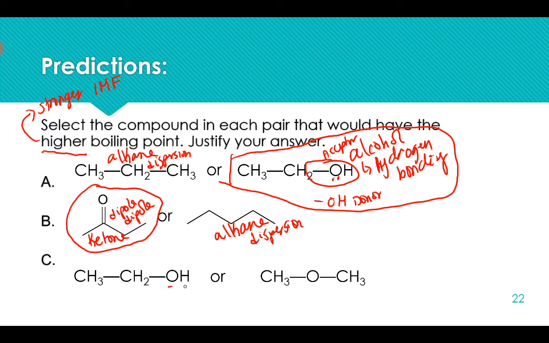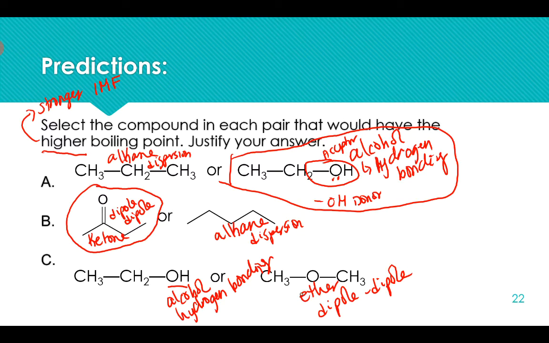For this one, we have our alcohol versus an ether. Alcohols have hydrogen bonding. Ethers are bent, and so they do have dipole moments. And so its strongest intermolecular force is dipole-dipole. And so hydrogen bonding is stronger, and so that molecule is going to have the higher boiling point.